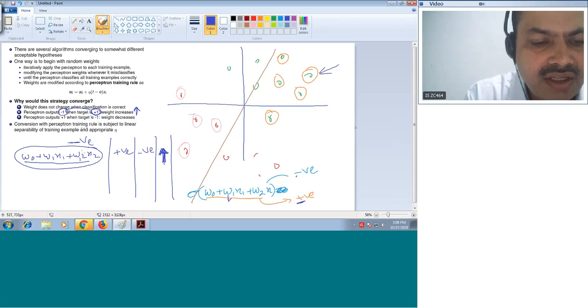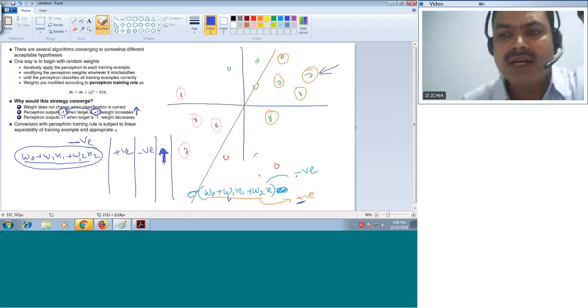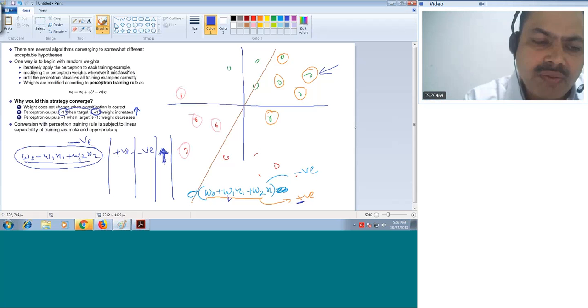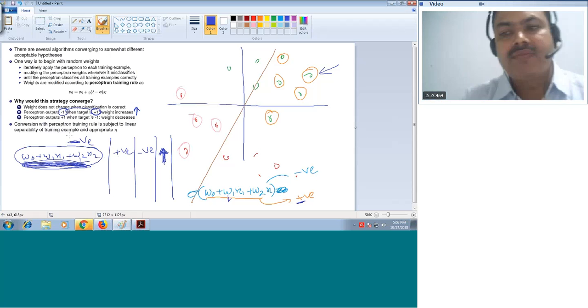Because these weights are positive, when you increase the weight they are becoming positive. So therefore this value is going to be positive. If you increase the weight, what would happen? This thing would become positive. So it was telling negative, now it would become positive.